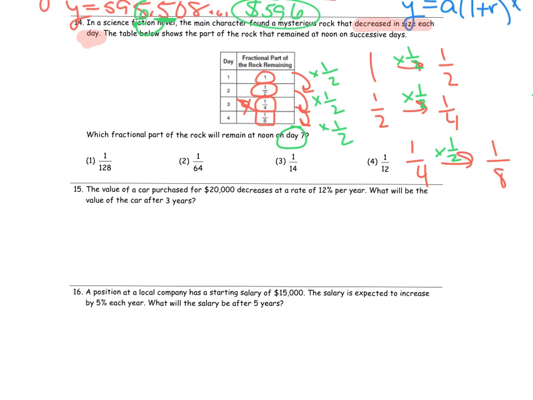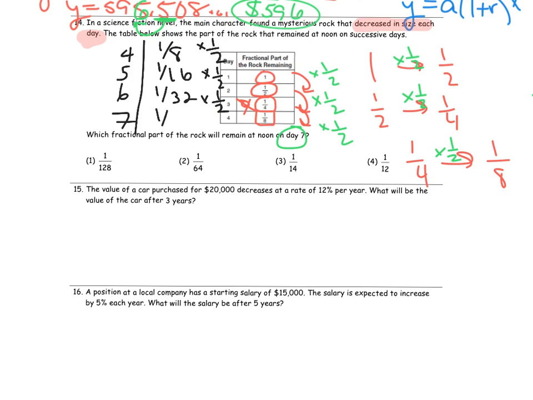So if on the 4th day, we had 1/8 remaining, and we want to get all the way, so we have 4, 5, 6, 7. We want the 7th day. So on the 4th day, we had 1/8 remaining. And remember, we're multiplying these by 1/2. So on the 5th day, we'll have 1/16. Again, multiply by 1/2. I'll have 1/32. And then again, multiply by 1/2, and I'll have 1/64. So there's my answer. I'll have 1/64 remaining.